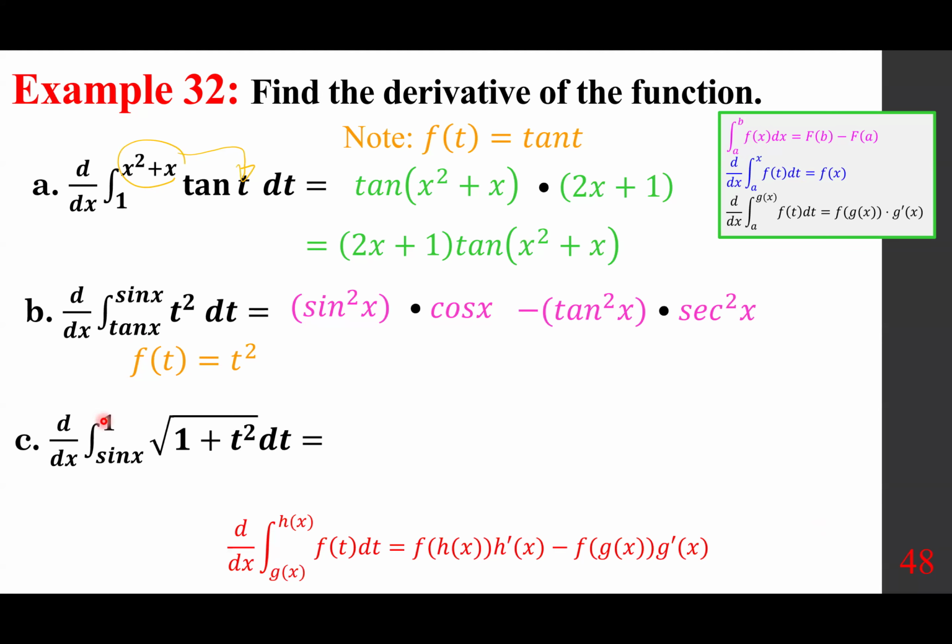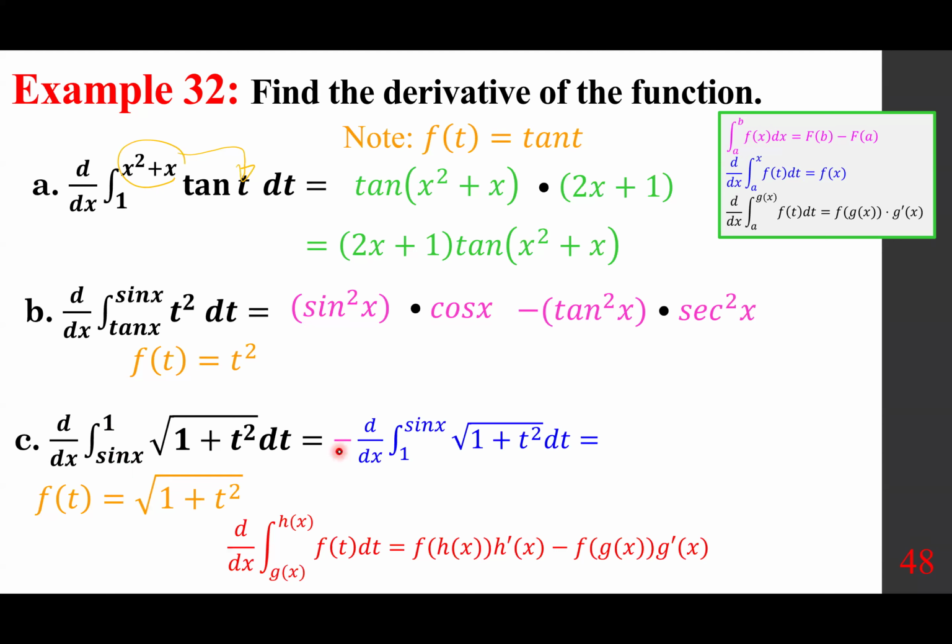Finally, what is the derivative of the integral from sine x to 1 of the square root of 1 plus t squared dt? First and foremost, here's your function. You should recognize the function. Now, we are going to interchange the upper and lower limit, and we make this a negative. Because if you look at this function, you plug in the upper limit and you multiply by g prime as long as the upper limit is a function and the lower limit is a number. And because we are interchanging those, we put a negative sign.